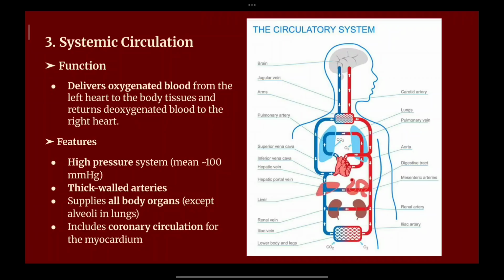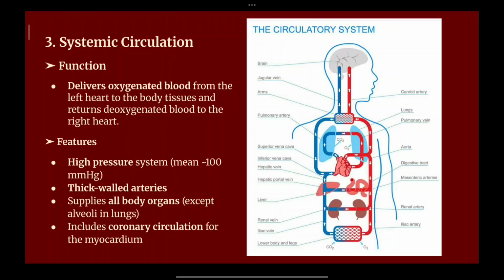Whereas in the pulmonary circulation, since the lungs are close to the heart, there is no requirement of excessive pressure. But here the vessels require higher pressure because the blood has to be pumped from the heart to the various corners of the body. It might require approximately 100 mm Hg of pressure. So this is a high pressure system. You'll have thick walled arteries because the blood is moving with the pressure.